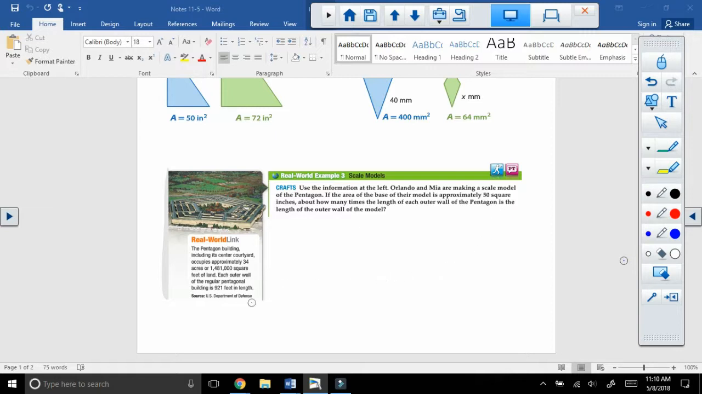Okay, so we have a little problem here: these units are not the same units. Did anyone notice that? Okay, so we're just now noticing that. The model is 50 square inches, and the actual thing is given to us in square feet. So we want to convert this first. We want to convert this 50 square inches to how many square feet that's going to be.